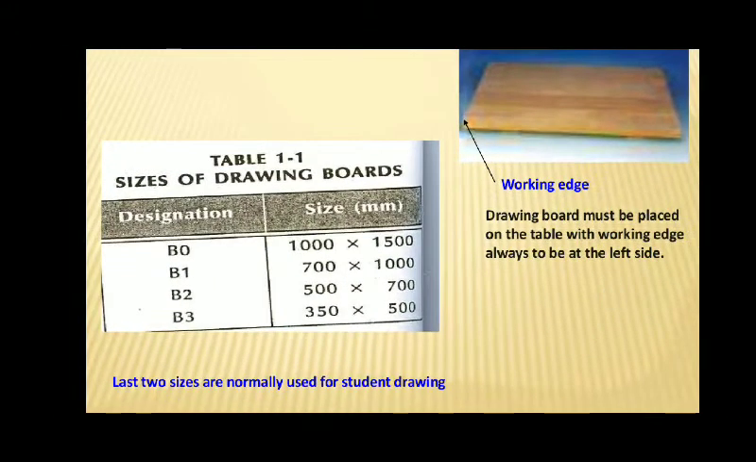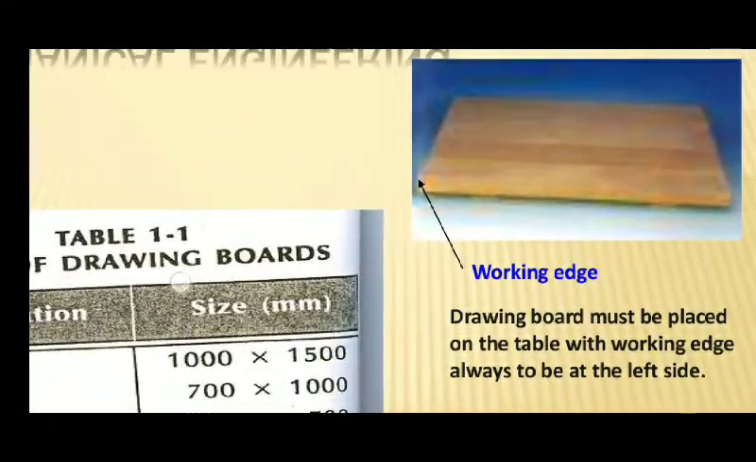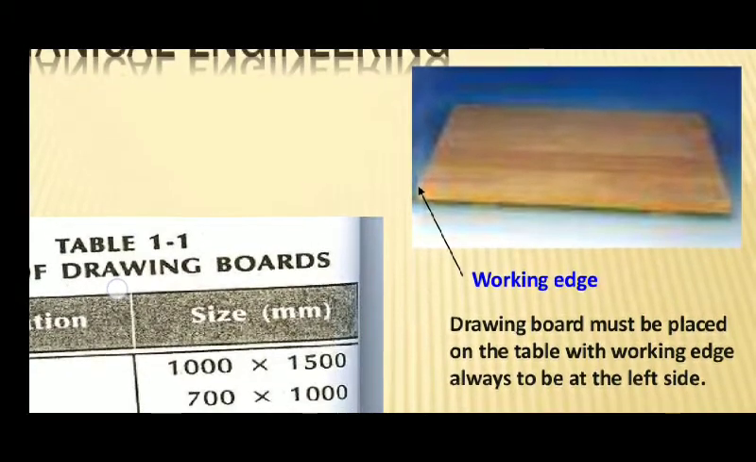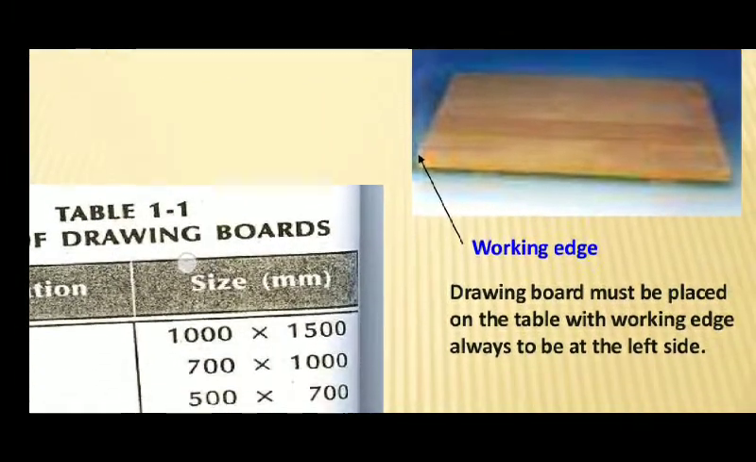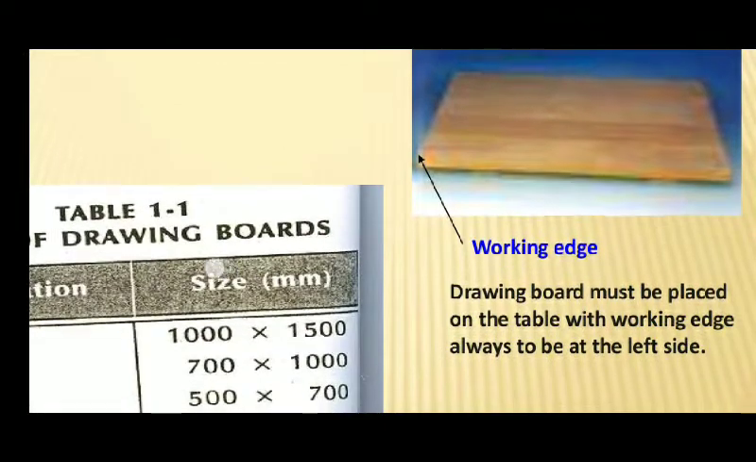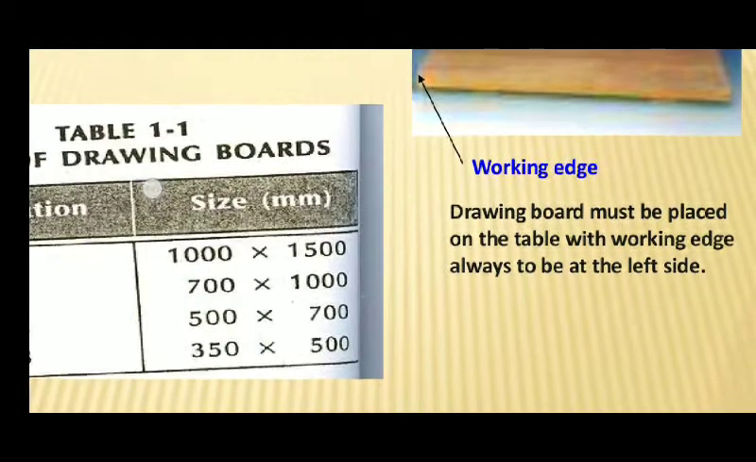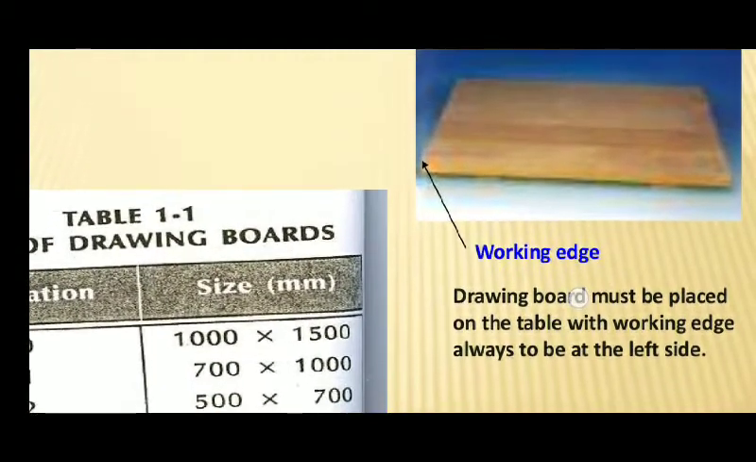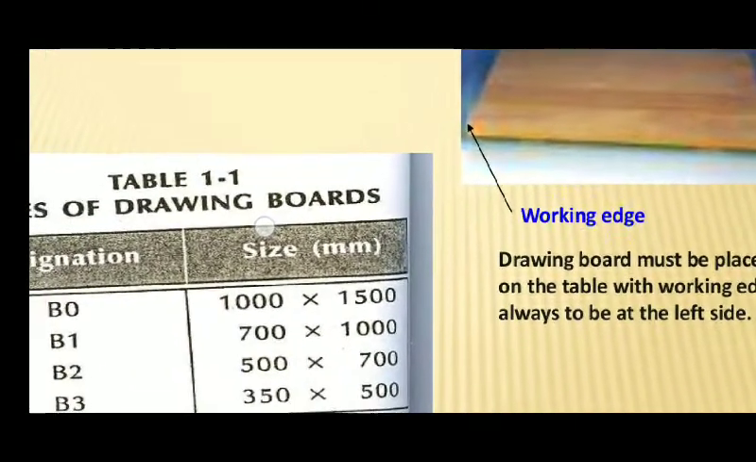See, as we discussed, the first and foremost item is the drawing board. Here we can look at the drawing board which is available in your colleges, to draw the engineering drawing. Okay, so the drawing board must be placed on the table with the working edge always at the left side. See, every time we have to work from the left side. It should be placed at the left side.